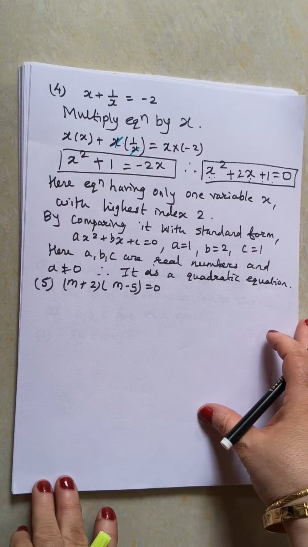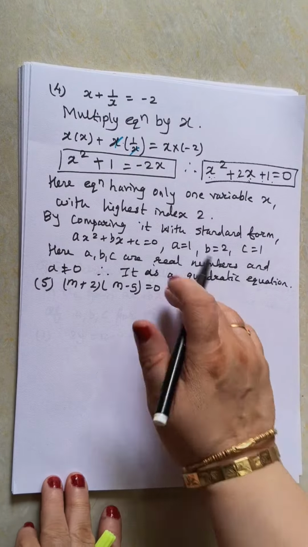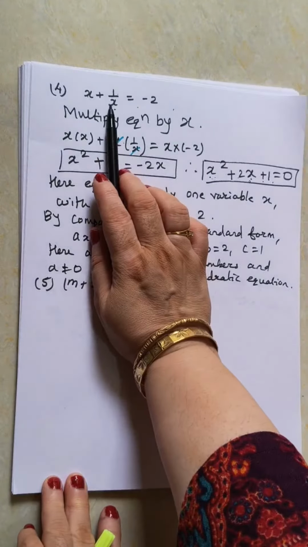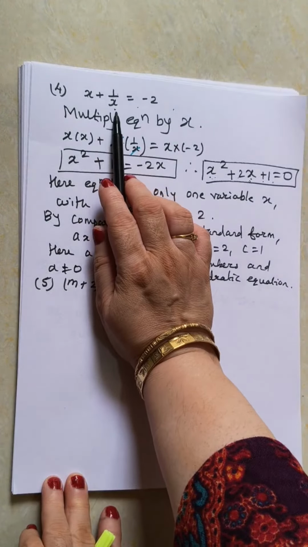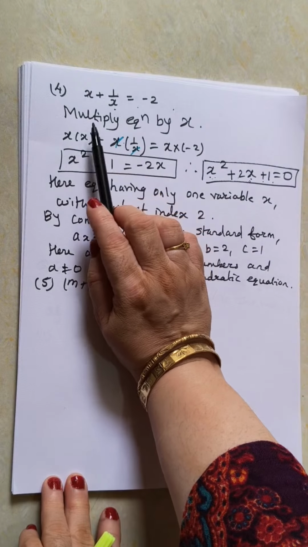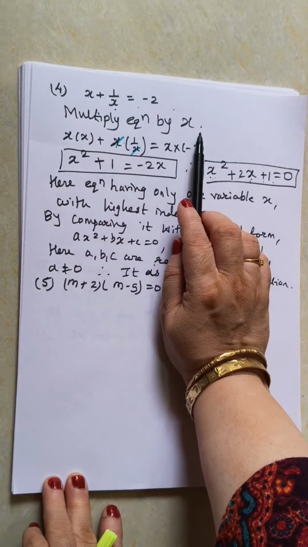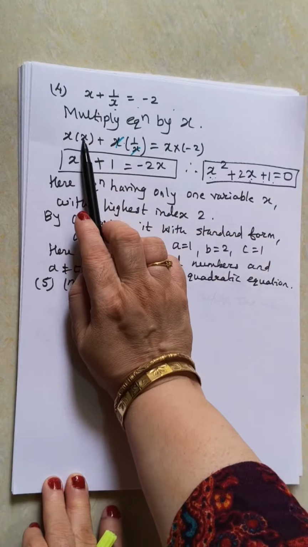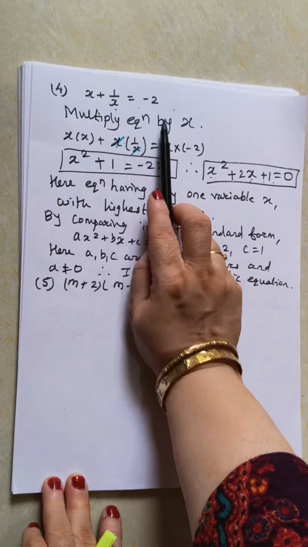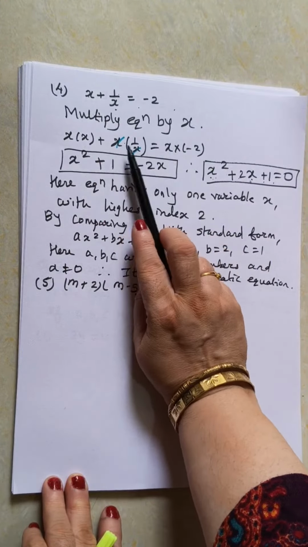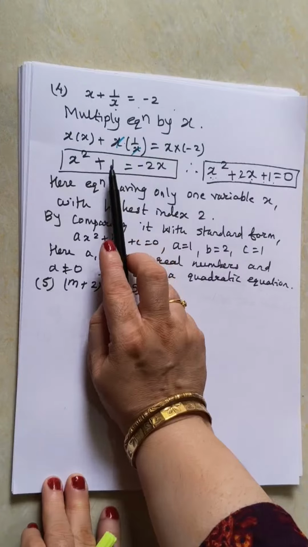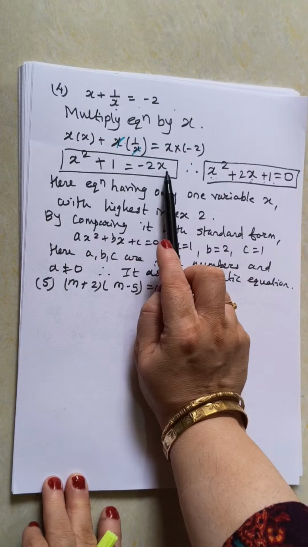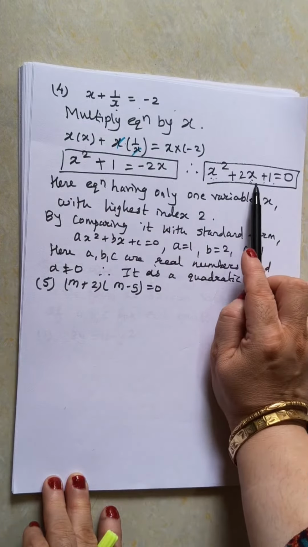So what was my question? My question was x plus 1 upon x is equals to negative 2. Here the denominator is x and we don't like denominators. We have to remove the denominator, and for that we have to multiply the equation by the denominator, that is x. So I multiply each term by x. X into x, 1 upon x into x, and minus 2 into x. This x cancels. So x square plus 1 is equals to minus 2x. Let us convert it into standard form. So this negative 2x will jump here and become positive 2x.